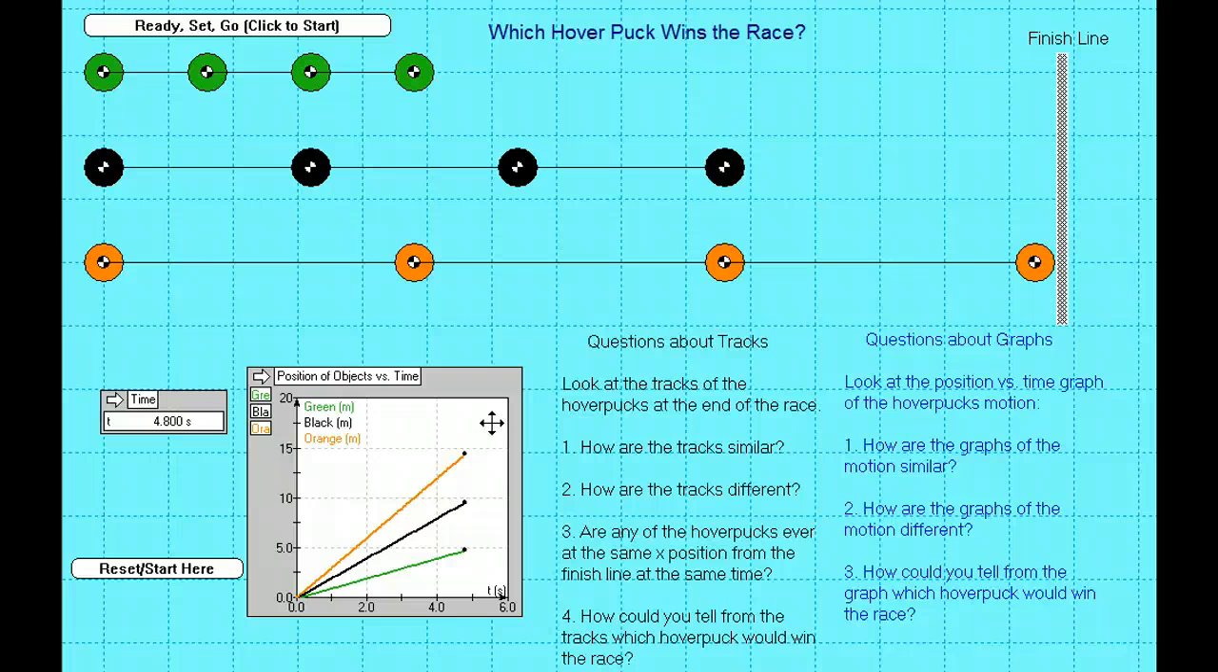And that's it for this particular little simulation. There are two others that you'll be looking at in comparison to this one, which have some differences and some similarities.